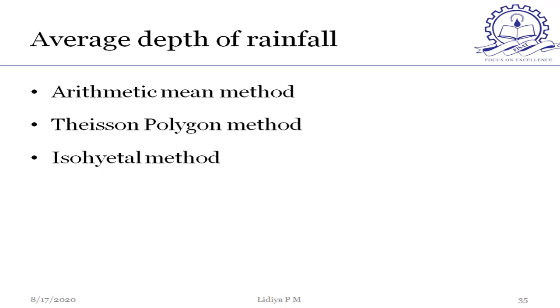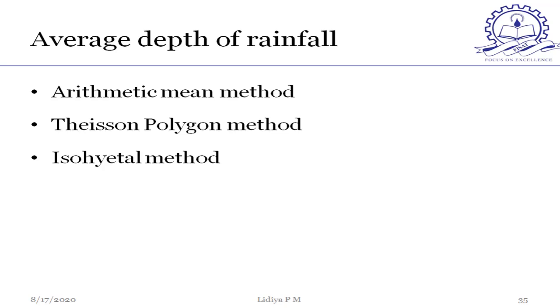In the last video, we were discussing measurement of rainfall using different rain gauges. Today, we are going to discuss the average depth of rainfall over an area. Why do we have to calculate the average depth of rainfall? Because for the analysis of almost all hydrological problems, it is necessary to determine the average depth of rainfall.